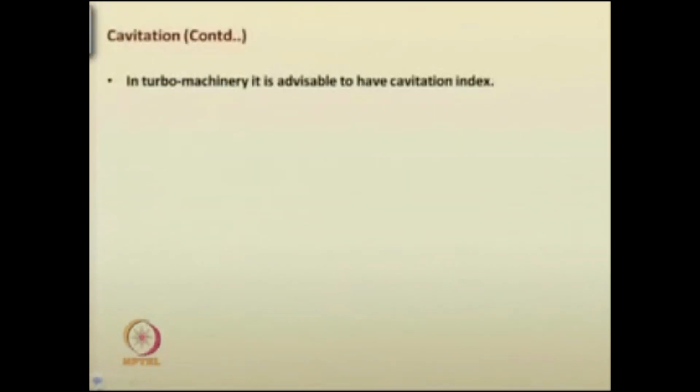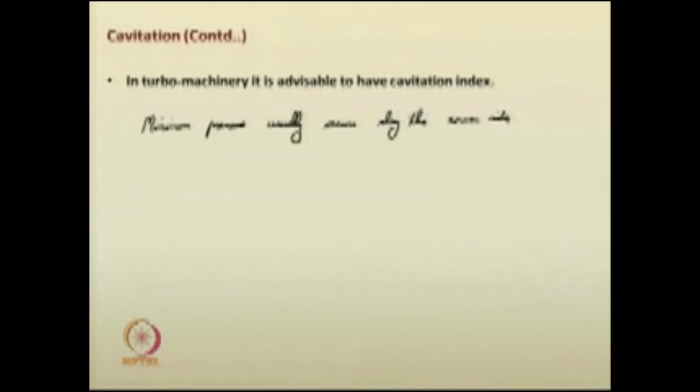What we suggest is that the minimum pressure usually occurs along the convex sides of the vane. So, if you have a vane like this, then around these convex sides you may find regions of low pressure.